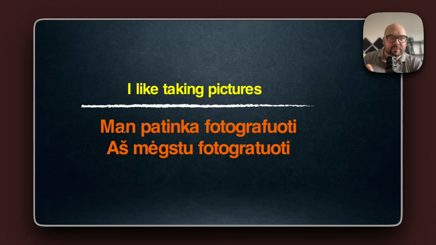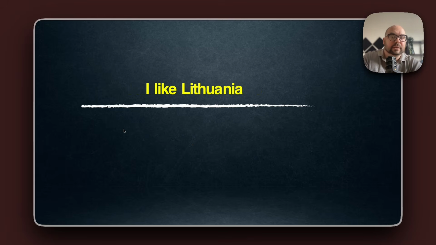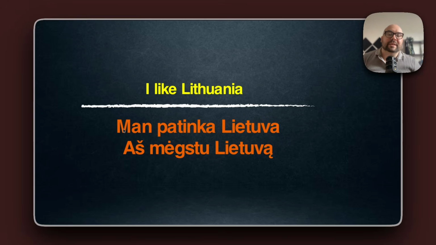And some problems arise whenever we have a noun after these, something that we like. So for example, I like Lithuania. Man patinka Lietuva. The man patinka version is a bit easier because you use the nominative case after that, which is basically just a simple basic case, right? Man patinka Lietuva. After aš mėgstu, you have to decline depending on the person, but also Lietuva has to be in accusative, both singular and plural. Aš mėgstu Lietuvą.